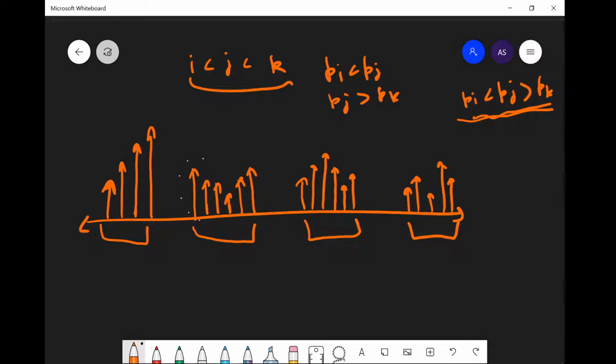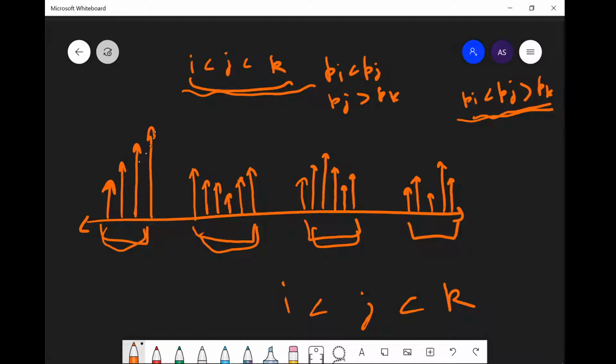We would be understanding this visually, and let's suppose these are 4 separate cases, and the heights of these lines represent the value of the array element. So we have to satisfy these conditions. There would be some i, and greater than that would be some j, and greater than that some k, and P of i should be less than P of j and P of j should be greater than P of k.